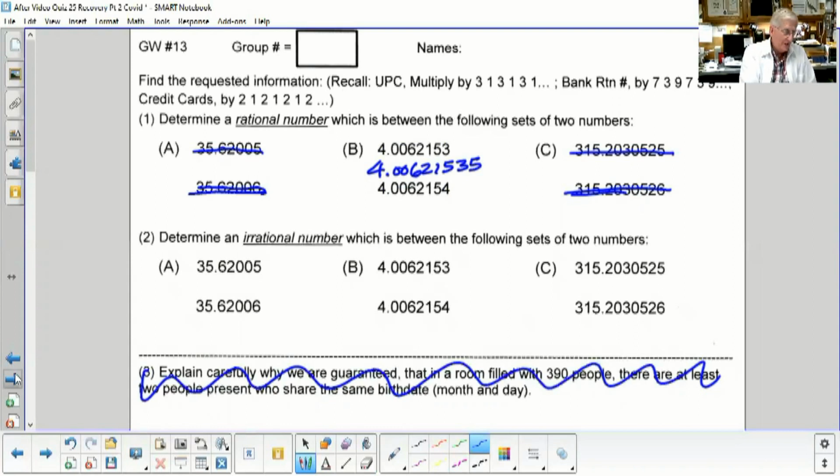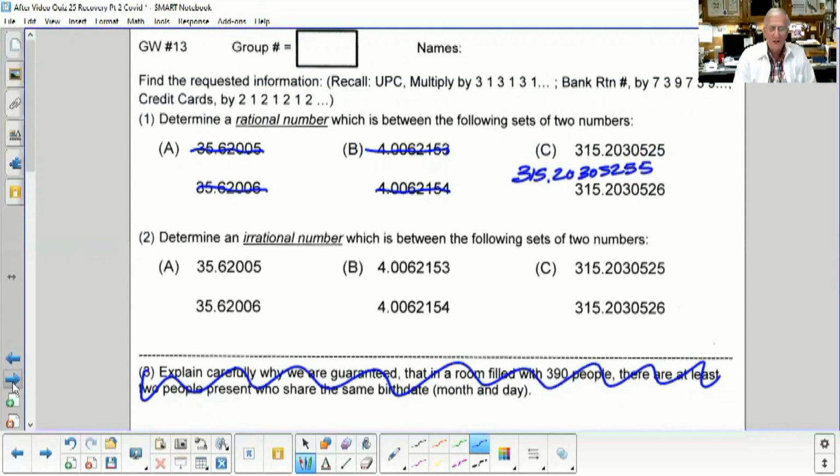All right, and last but not least, the last one. Okay, if I add the 2 together and divide by 2, I would get this. And guess what? I'm all done there too. Don't have to do anything else. It's a rational number. I'm completely finished.